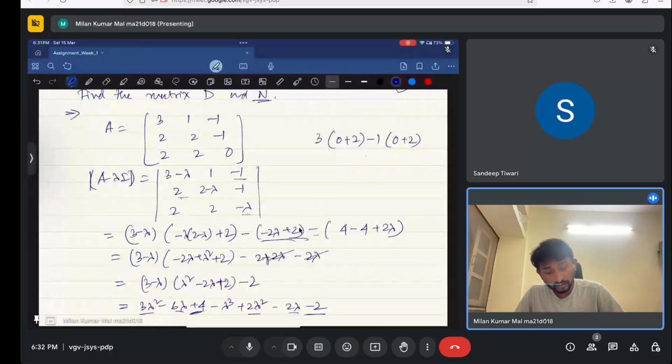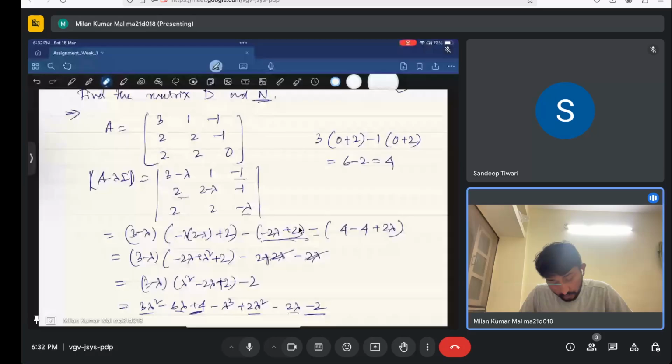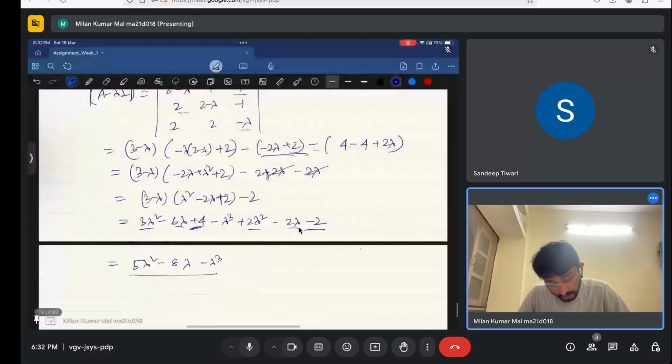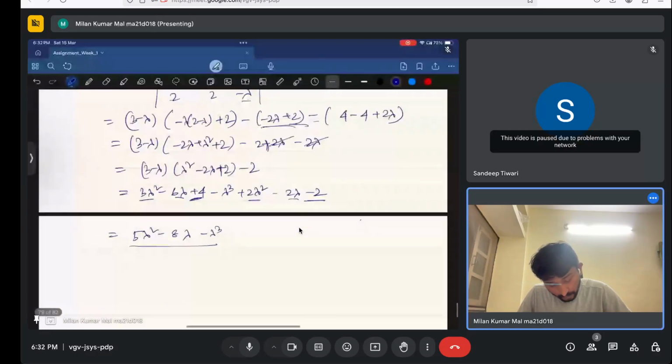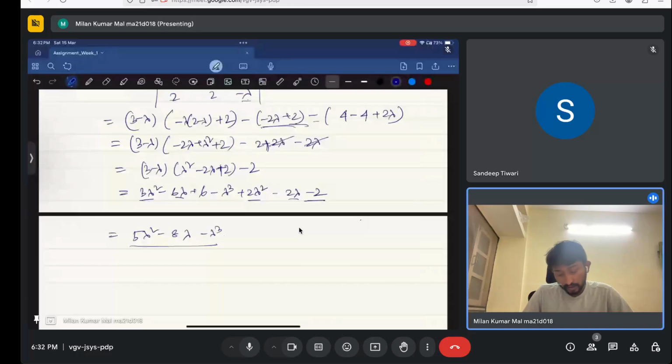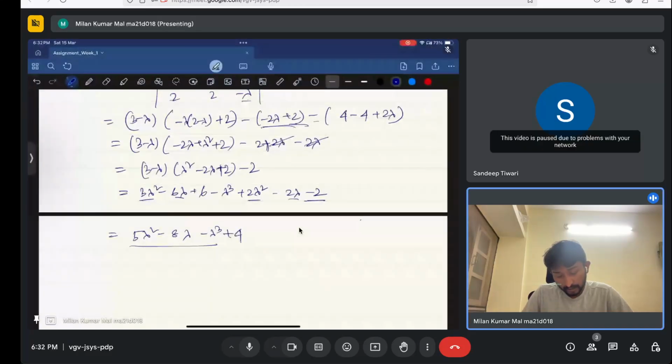So this is equal to 3 into 6 minus 2. Yeah, you are correct, this is 4. Determinant is 4, so I am making a very big mistake here. 3 into 6, okay, I was making a mistake. So this will be 4. Correct. Yeah, 3 lambda square minus 6 lambda plus 6. That's 3 lambda square minus 6 lambda plus 6 minus lambda cube plus 2 lambda square minus 2 lambda minus 2. This is the correct one.